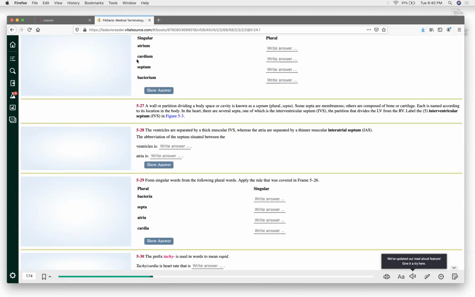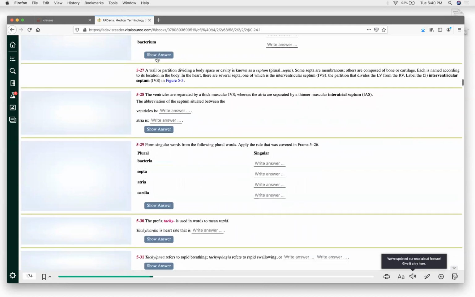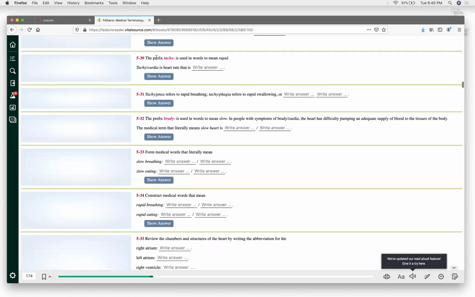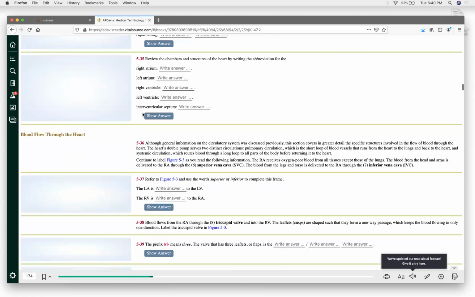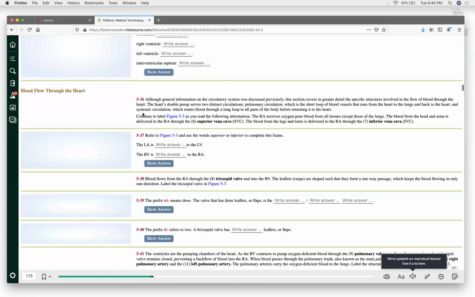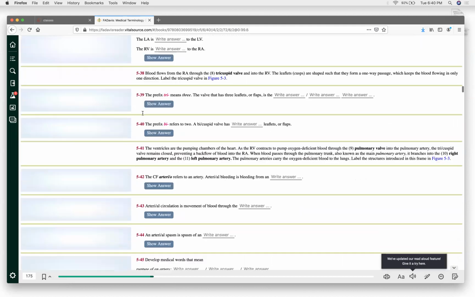Your endocardium is only a single thing. Your septum is a single thing. Your cardiac septum is the piece of the heart that separates your left from your right. But if I want to make it plural, I just take the um out and add an a. So septa, multiple divisions. Cardia is multiple structures of the heart. Tachy, brady, we went over. Yada, yada, yada. Wash, rinse, repeat.